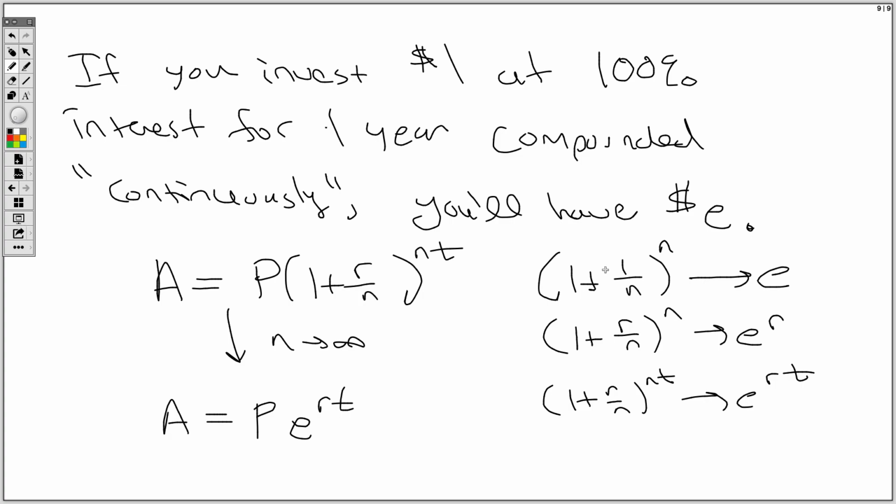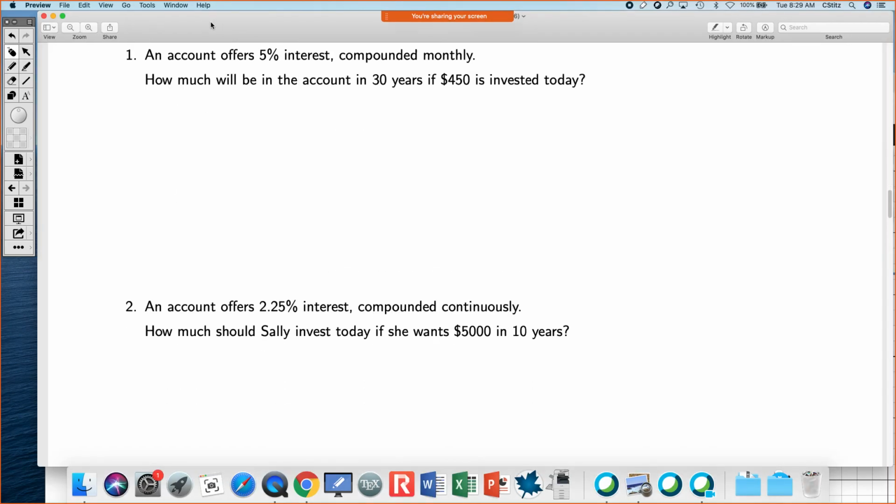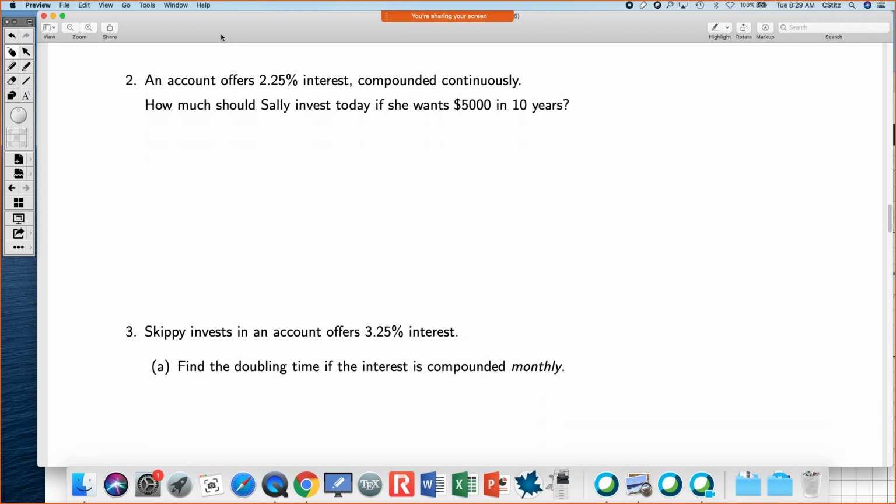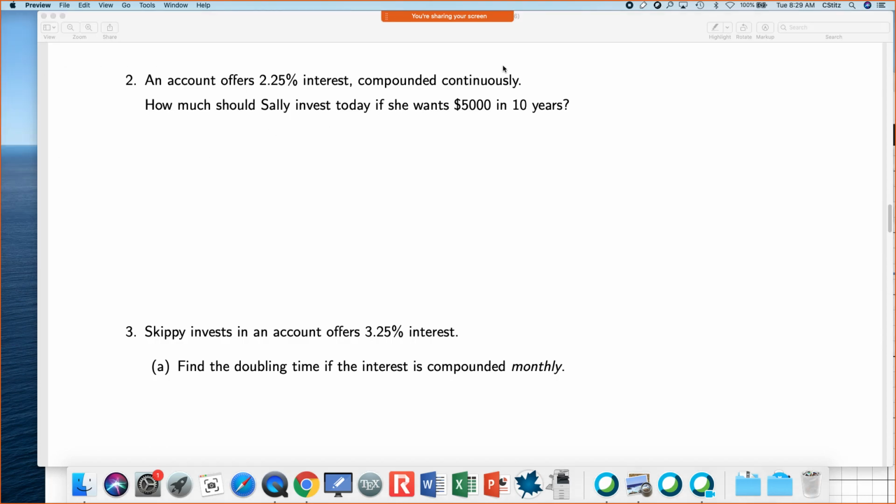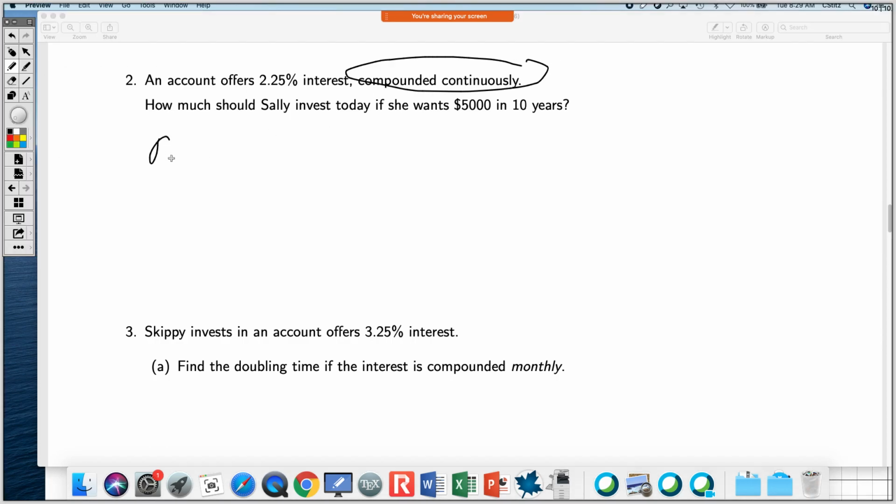But, think about using this formula, the so-called PERT formula. This is sort of the most you can get out of compound interest, if you compound the interest all the time. So here, if you have an account offering 2.25% interest compounded continuously, how much should Sally invest today if she wants $5,000 in 10 years? Okay, so compounded continuously tells you we're using the PERT formula here.